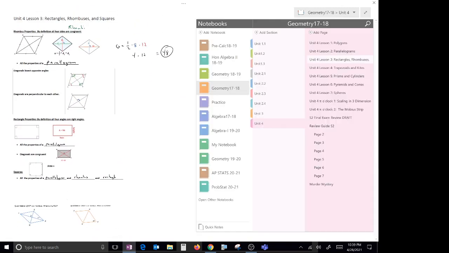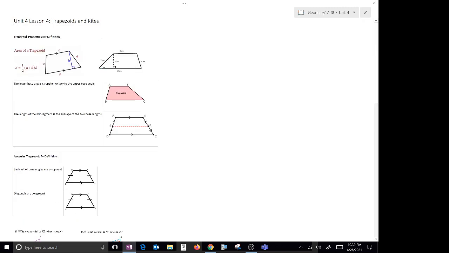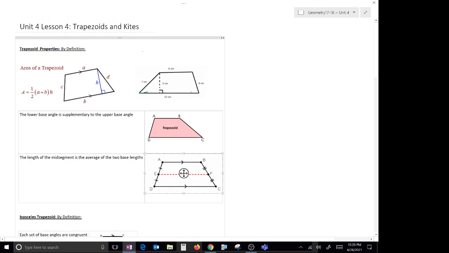Okay, let's take a look at trapezoids and kites. A trapezoid, by definition, has one pair of parallel sides, instead of two. It just has one pair.